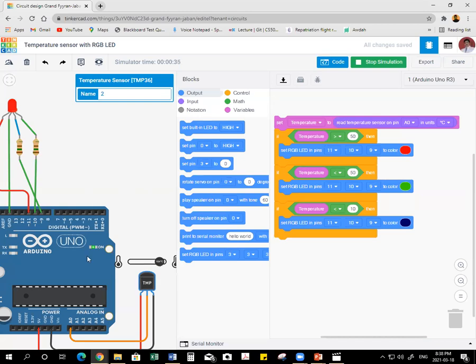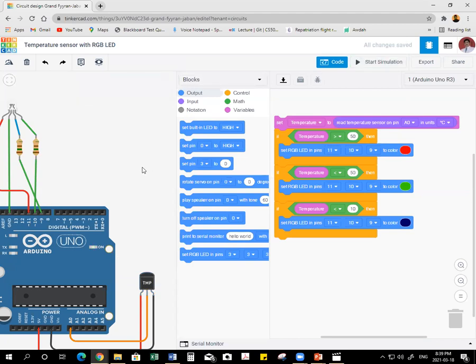We can control in a physical way: if the temperature is less than 10 degrees, switch on the room heaters. If it is between 10 and, let us take, 30 degrees, switch on the fan. If it is greater than 30 degrees temperature, switch on the AC. Like that we can have the control. We can have the relays and control that. So this is about the simple temperature sensor with RGB light.